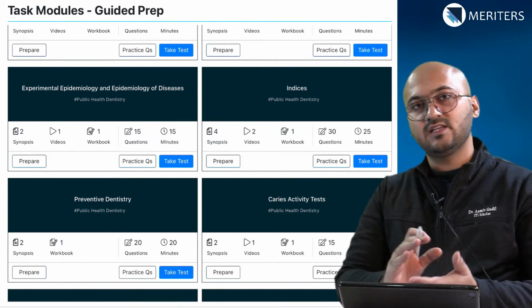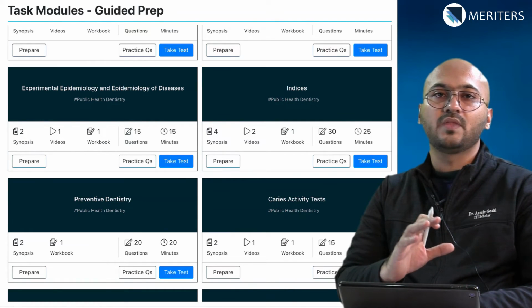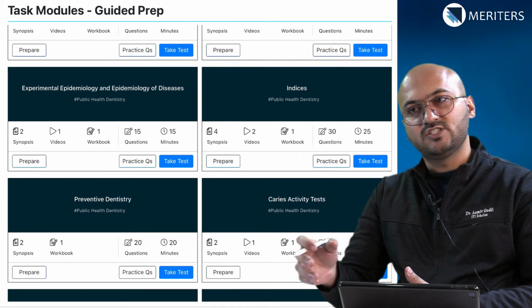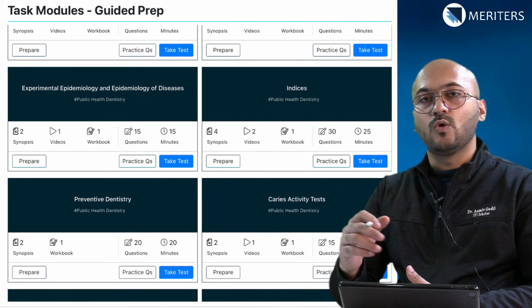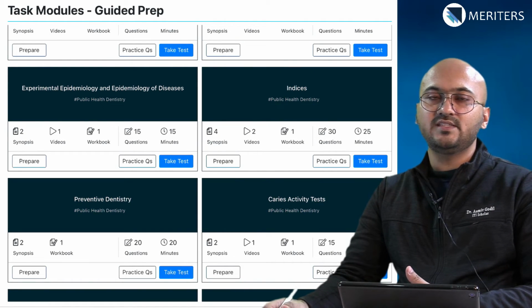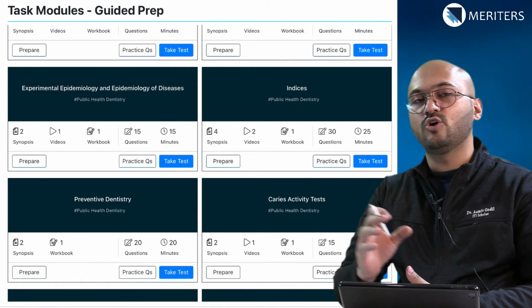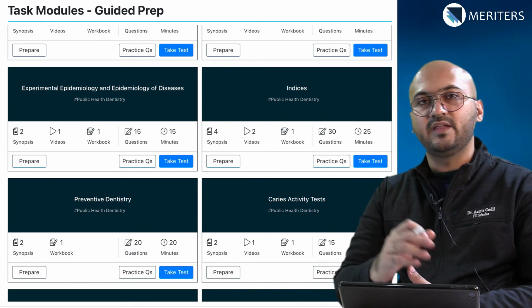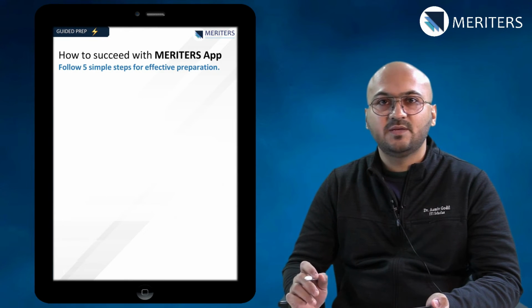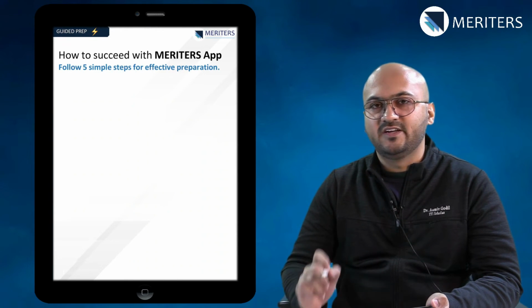Okay, so once the tasks are completed, you will have enough foundation, you will have the basic knowledge to tackle more extensive questions in the Q bank. And then once you practice the Q bank, the next step would be to take the weekly checkpoint test and make sure that you are reviewing all the answers while you are preparing them. And now I will tell you how to maximize your preparation with Meritor's app.